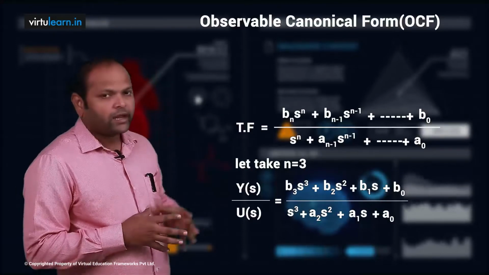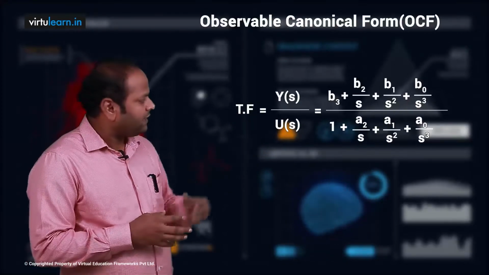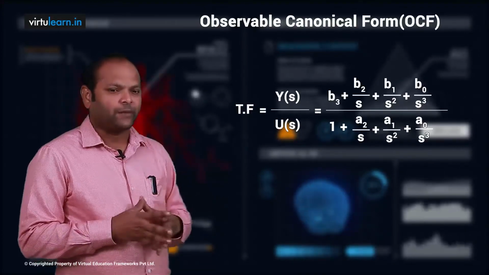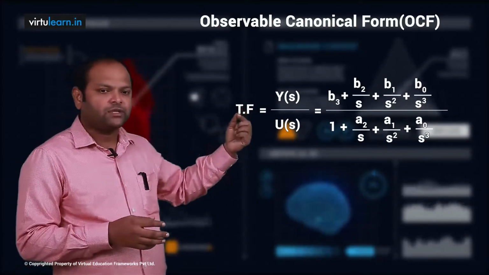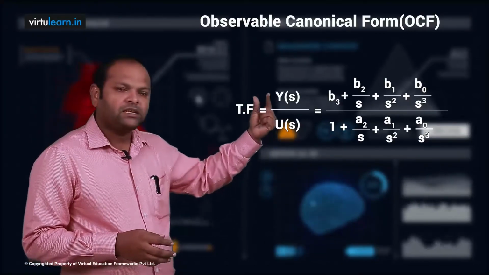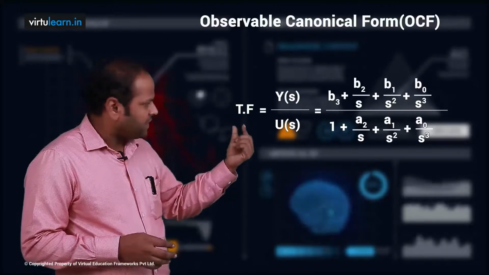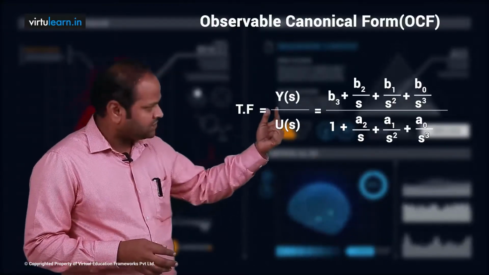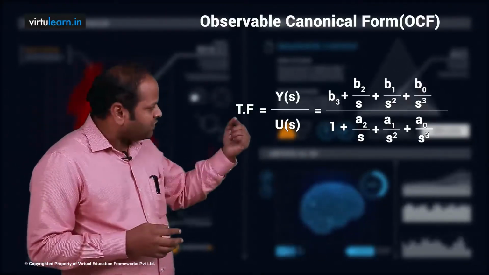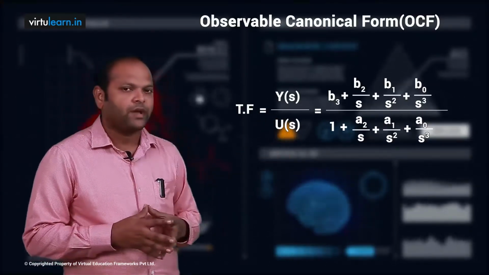For that, what I can do is take the transfer function, and in the denominator take s^3 common, and also in the numerator take s^3 common. Then what will be the remaining? Y(s)/U(s) becomes b3 plus b2 by s plus b1 by s^2 plus b0 by s^3. The denominator we have 1 plus a2 by s plus a1 by s^2 plus a0 by s^3. So in the denominator again I can write it as 1 minus all the minus terms: minus a2 by s minus a1 by s^2 minus a0 by s^3.